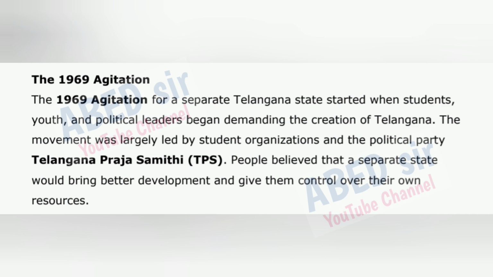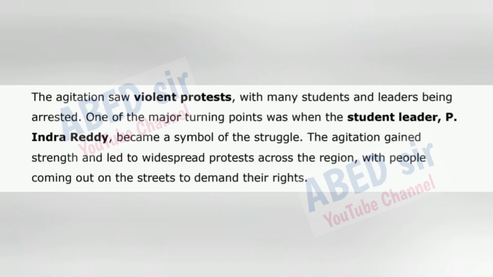The 1969 agitation. The 1969 agitation for a separate Telangana state started when students, youth, and political leaders began demanding the creation of Telangana. The movement was largely led by student organizations and the political party Telangana Praja Samiti (TPS). People believed that a separate state would bring better development and give them control over their own resources. The agitation saw violent protests, with many students and leaders being arrested.